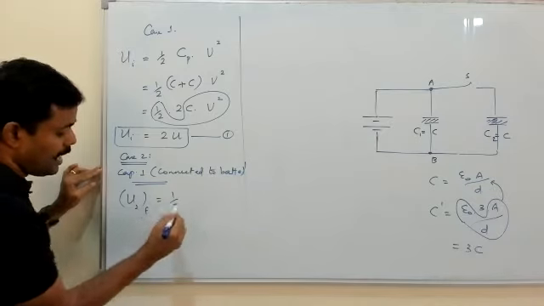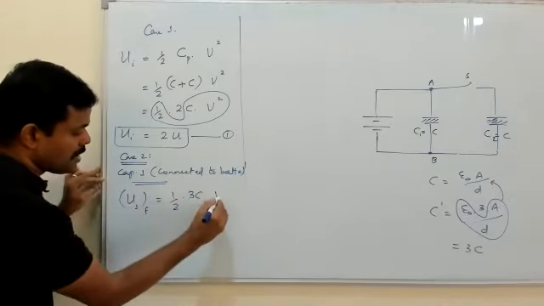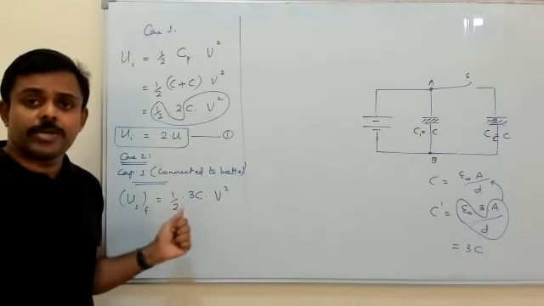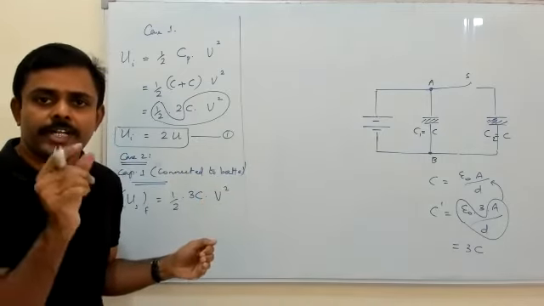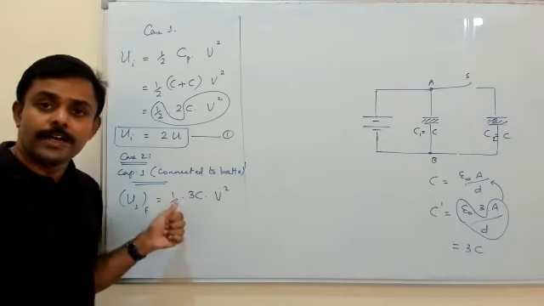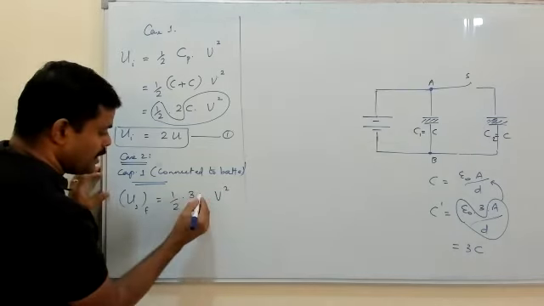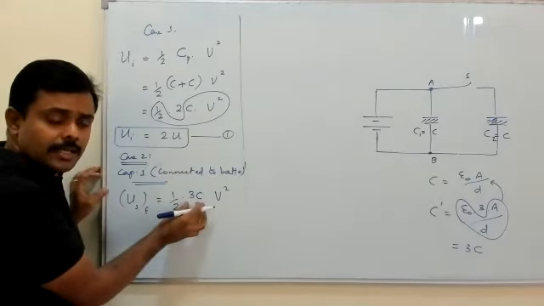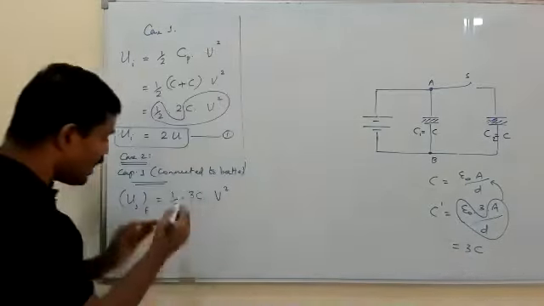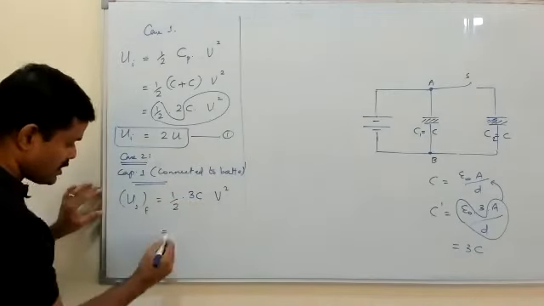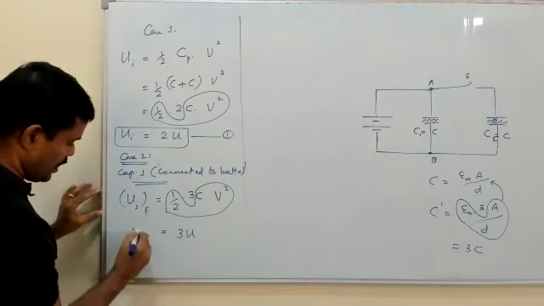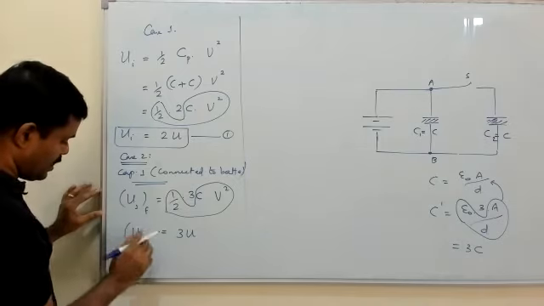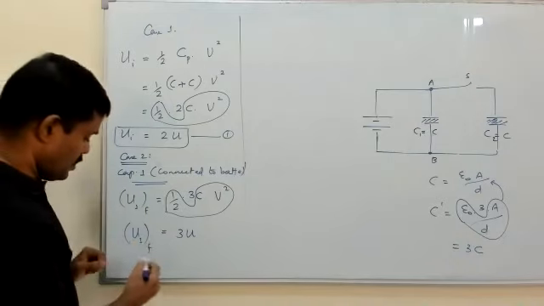So I must use half into 3C into V square. Why should I use this equation? Because battery remains connected means voltage is a constant, so I must use an equation with voltage in it. So half into 3C into V square. Why did I use 3C? Because the new capacitance is 3C. So it's like half into C into V square, which I called U here. So that makes it 3U. So I got U1 final, the final energy of the first capacitor. Okay. So this is the first part.